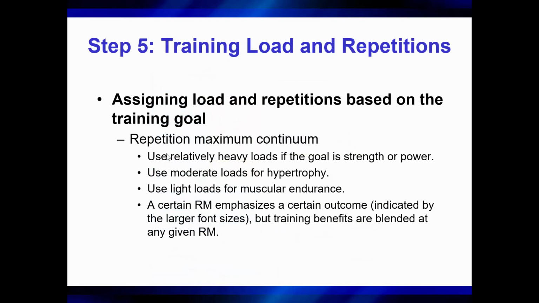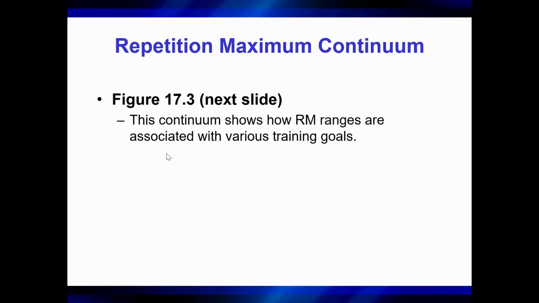Now, looking at assigning the load and repetitions based on the training goal, use the rep max continuum, using heavy loads for the goal of strength or power, moderate loads for hypertrophy, and light loads for muscular endurance. A certain RM, repetition max, emphasizes a certain outcome, but training benefits are blended at any given RM. It's not saying that if you do this type of training, you're not going to see any results in any other areas. So we're going to look at 17.3, which shows us the RM ranges associated with various training goals.